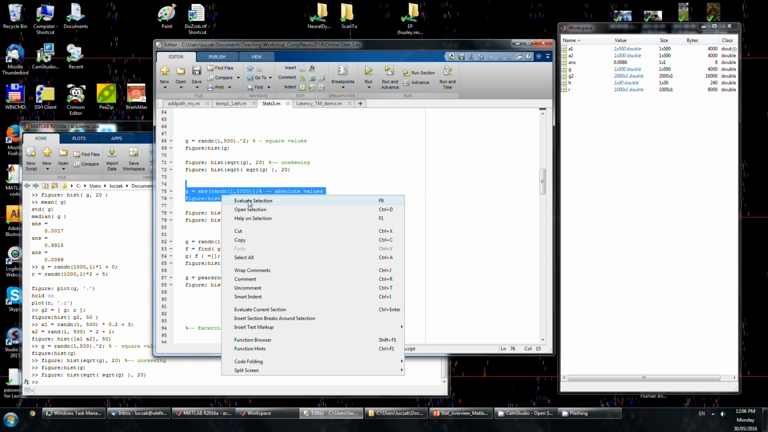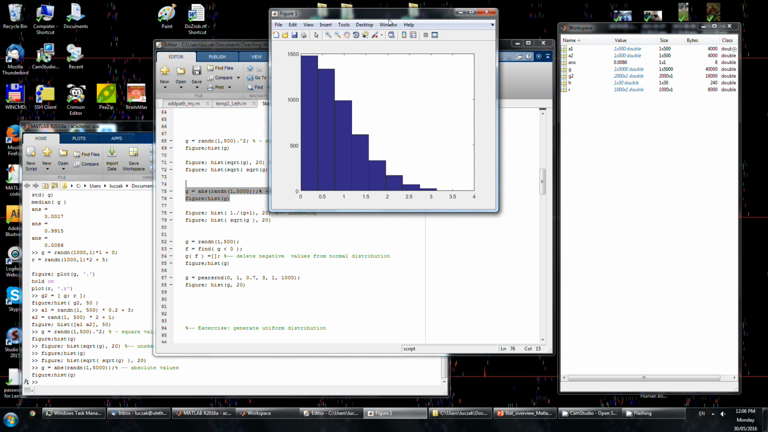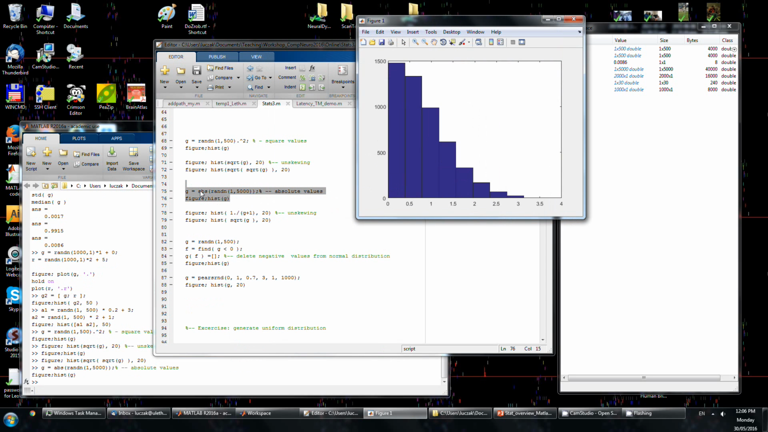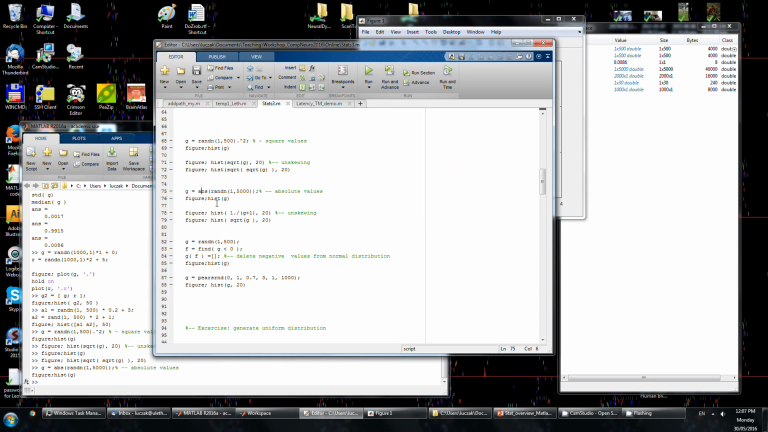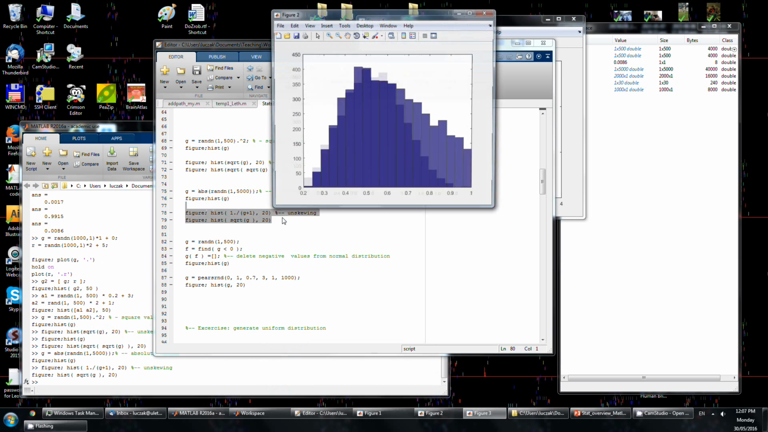Another way to make a skewed distribution is again by taking random distributions and only taking absolute values, so only positive values, converting negative values to positive values. This is what the function abs, absolute value, will do. And to unskew it, we can try either taking the square root, or as we mentioned, we can also try the inverse, 1 over the original values. So let's see how it works.